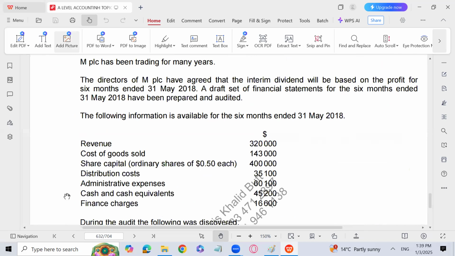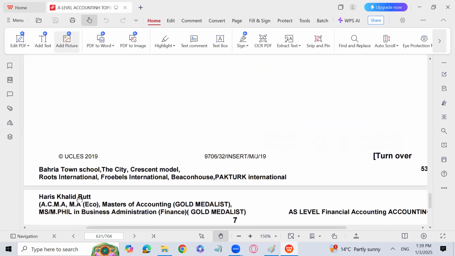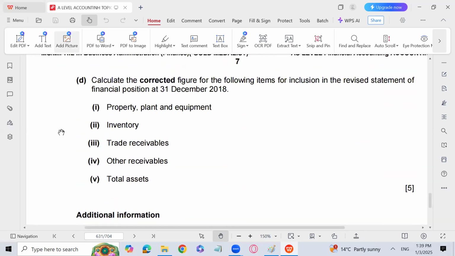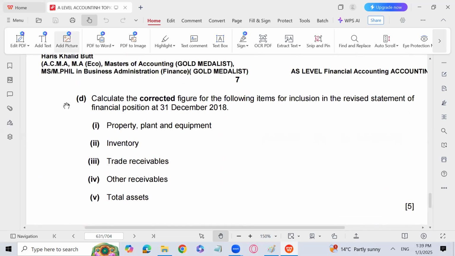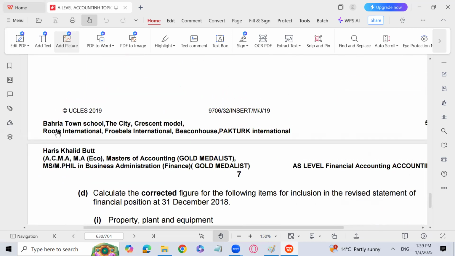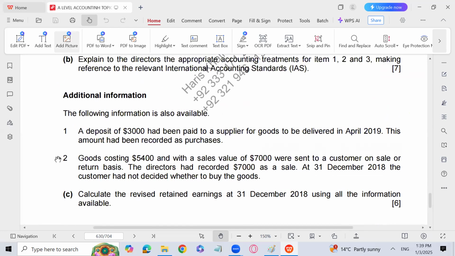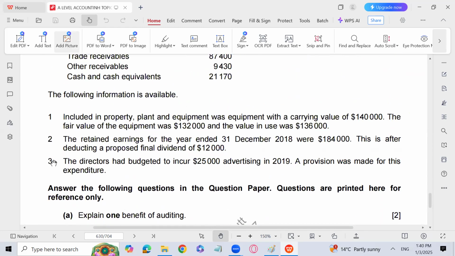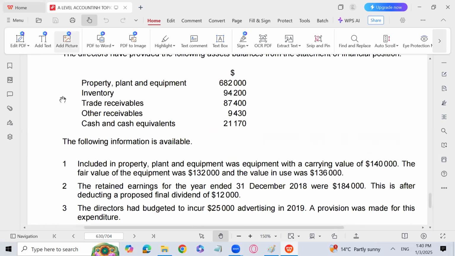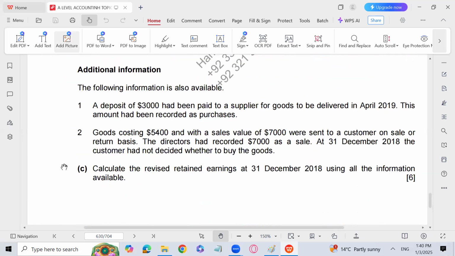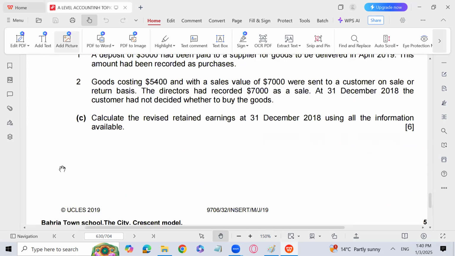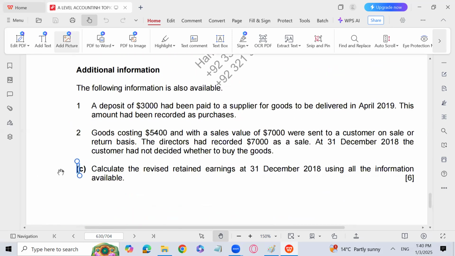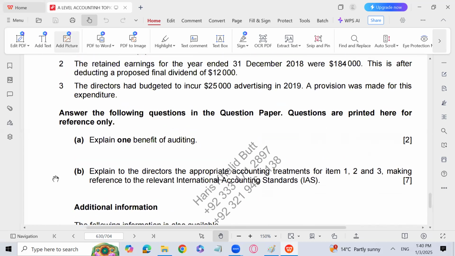October, November 1933, and this is also October, November 1932. These are all related with IAS: inventory, trade receivable, other receivable, total assets, corrected figure for the following. This has come in May, June 1932. So May, June 1932, you have to solve also.